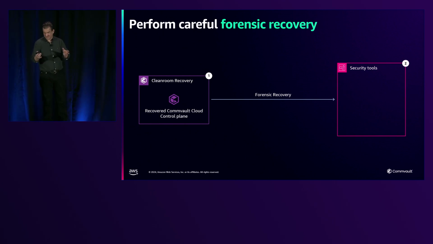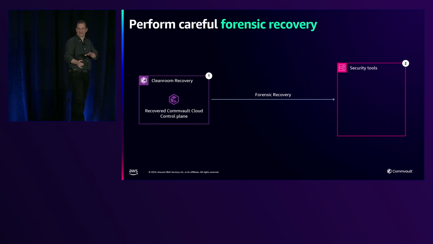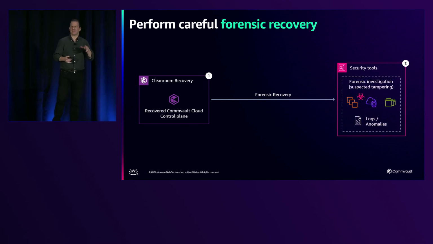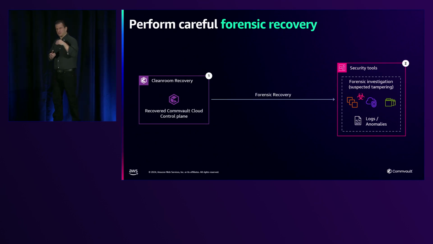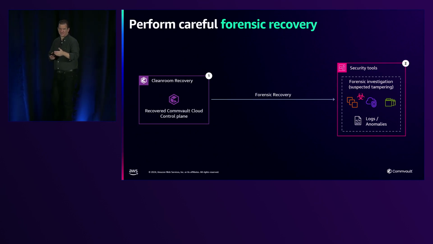It's set up in your multi-account landing zone again, so you can read about it in the security reference architecture. But it's unique in that it's going to have a lot more controls around it because you're recovering suspected tampered workloads, you're recovering malware. You could just be recovering a failed change. You don't know until you've done a careful inspection of the logs and the anomalies that Commvault identified to determine what went wrong in that environment.